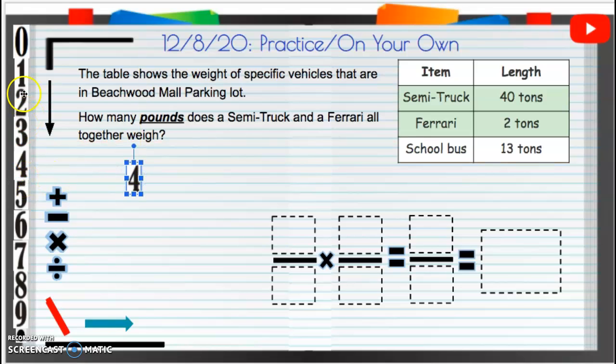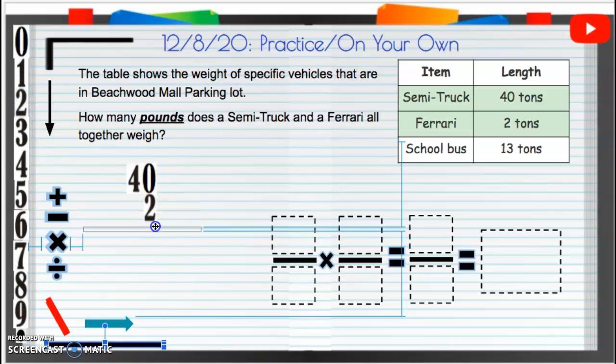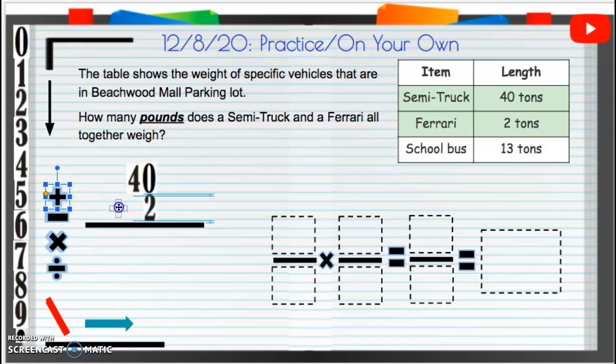So 40 tons plus 2 tons, we know that equals 42. So our start is going to be 42 tons. So we're starting with 42, and I'm going to put a capital T for tons. Now we're going to put that over 1 because we can turn anything into a fraction if we put it over 1, or a 1 in our denominator, because anything divided by 1 is itself.